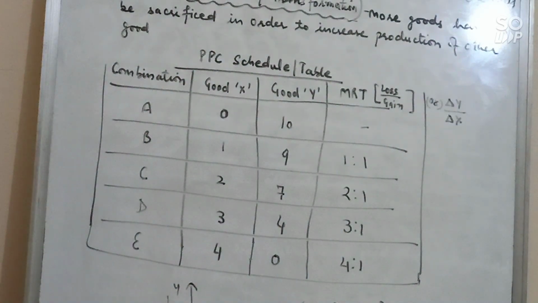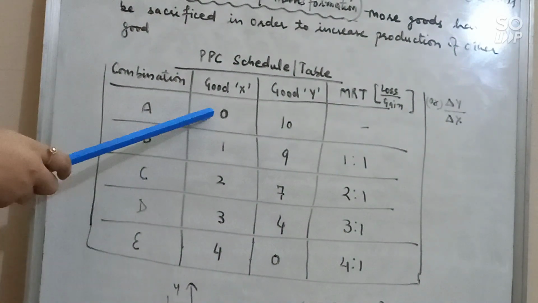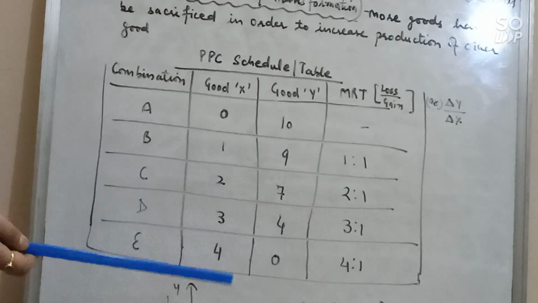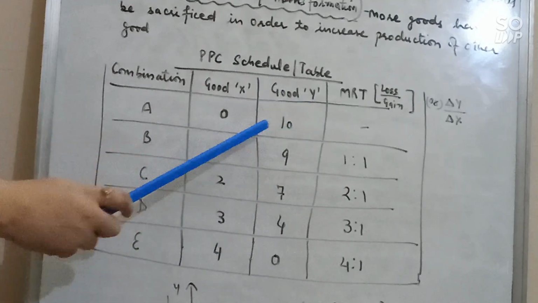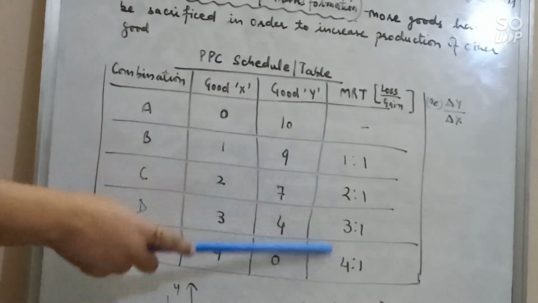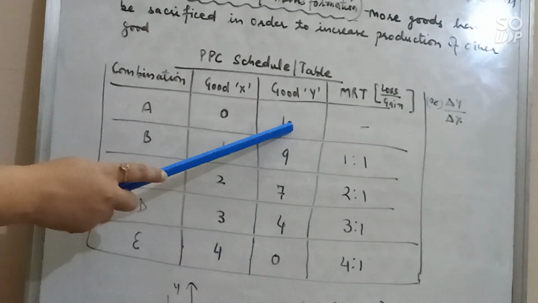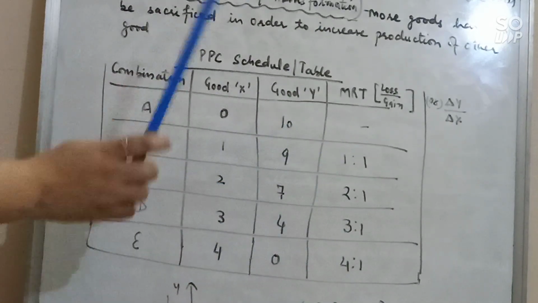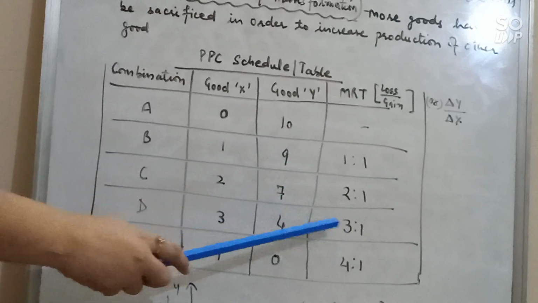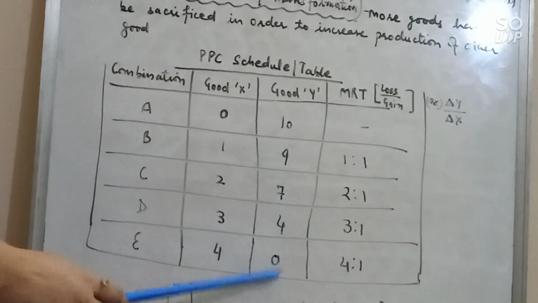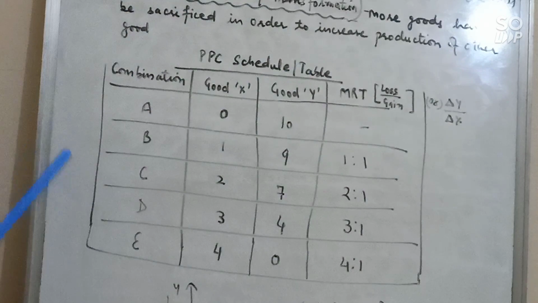So now the question is, how will you learn? It's very easy. First you will start with X: 0, 1, 2, 3, 4, easy. And in Y good, first we will take 10. It's better to write the ratio first: 1, 2, 3, 4. So now you will reduce it with 1, 2, 3, 4. 10 minus 1 is 9, 9 minus 2 is 7, 7 minus 3 is 4, 4 minus 4 is 0. Clear? So in this way you can learn this table.